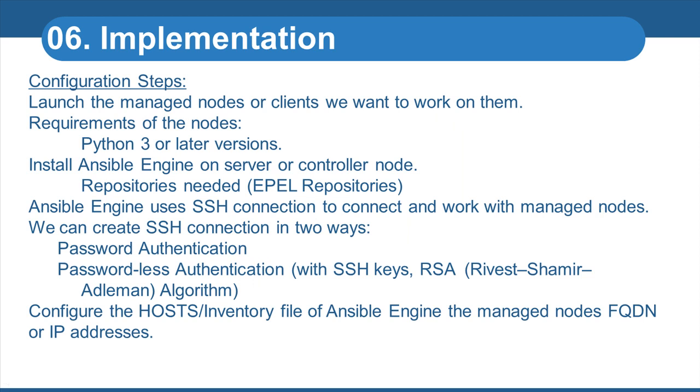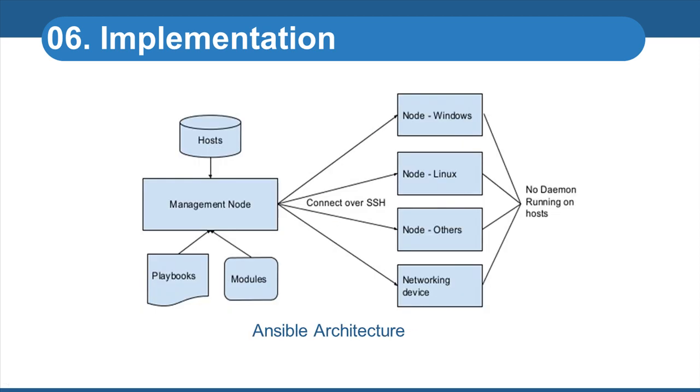Okay, before coming to this, I will come to this. The overall Ansible architecture is like this. We install Ansible in our management node, which is our server node. Then Ansible has the host file, where we can add IP addresses and FQDNs, or fully qualified domain names, of our clients, which is part of Ansible. Ansible also has playbooks and modules which work together.